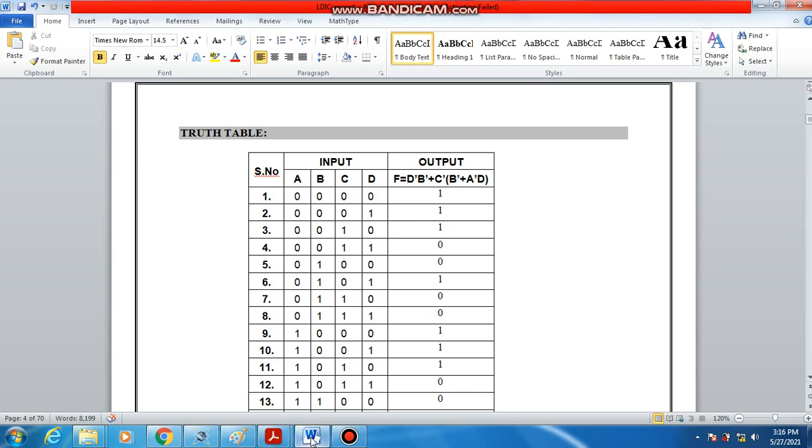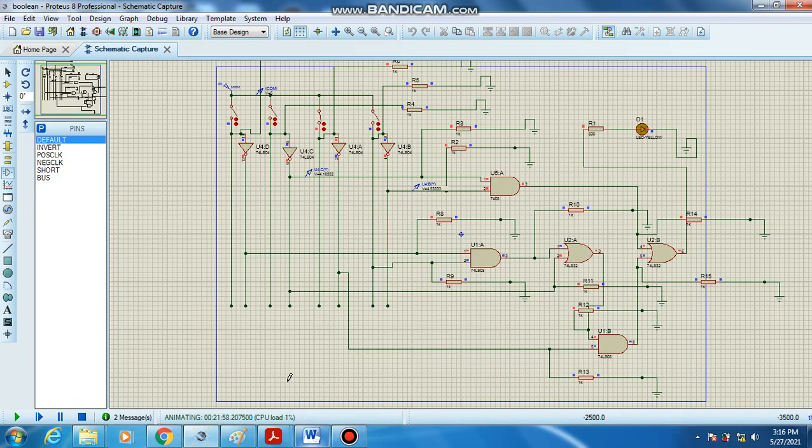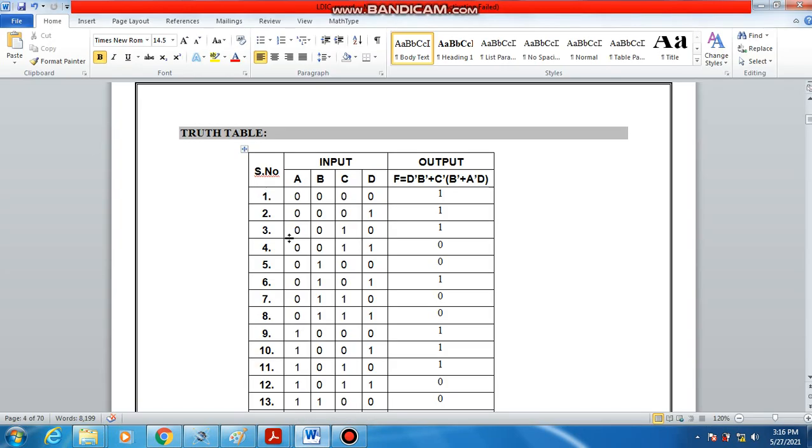0, 0, 1, 1. Let me take 1 minute. 0, 0, 1, 1, it goes low. So it is low, which means that your output is 0. So for 0, 1, 1, your output is 0.